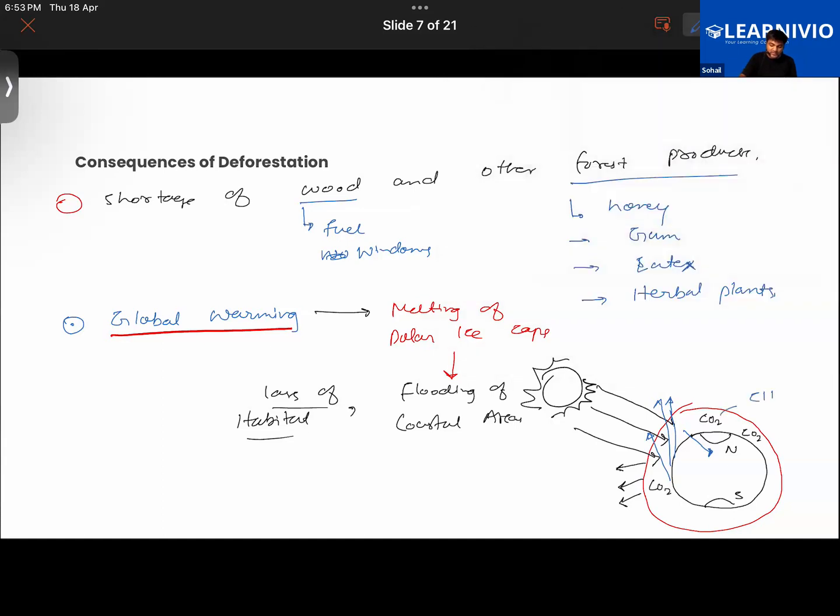Yes, the result after melting of what? Ice cap. Okay, melting of polar ice caps. Then you have flooding of coastal areas.